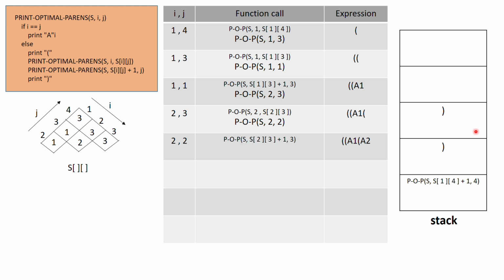And the function is calling print optimal parens s of 3 comma 3 actually. Again i equals 3 and j equals 3, so it will go to the if part and print a3. Now it will again start popping from the stack. As a closing bracket is encountered, pop it and print it into the expression.